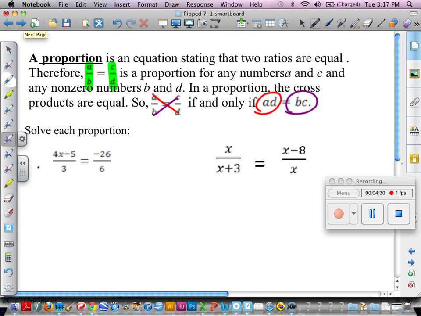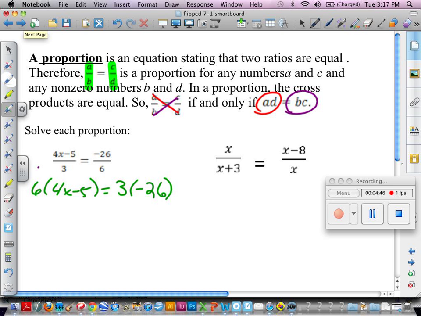So let's solve the following proportions. Okay, a lot of you are digging in and you're saying I'm going to take 6, I'm going to multiply by 4x minus 5, and then I'm going to take 3, and I'm going to multiply that by negative 26. You're right, and you can do it that way.